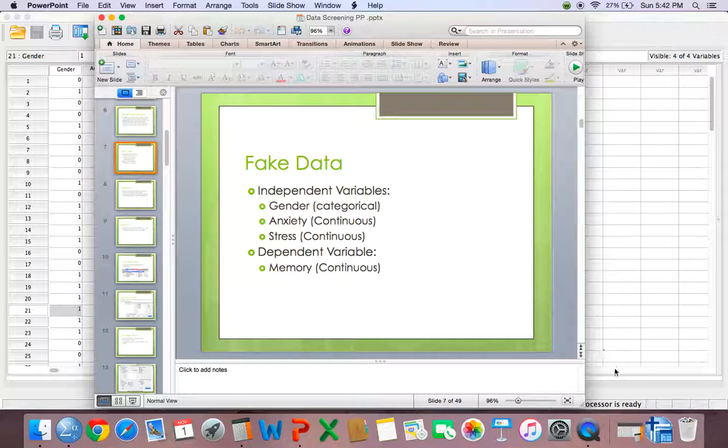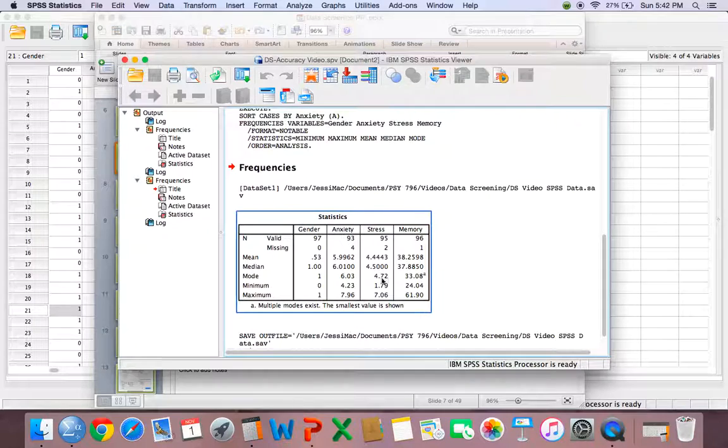So I am going to go to my output. Now, once you have fixed the accuracy issues, you see that you have missing data in the statistics box, this box right here. You see that you have missing data where it says missing. And we see that for gender, we have 0 missing data points. For anxiety, we have 4 missing data points. For the stress column, we have 2 missing data points. And for the memory column, we have 1 missing data point.